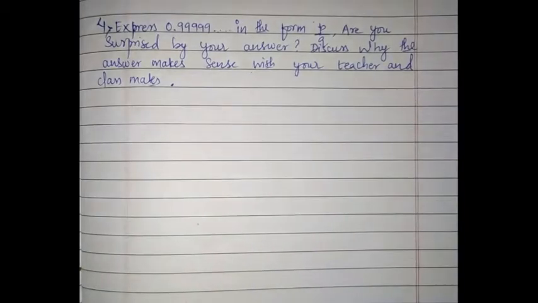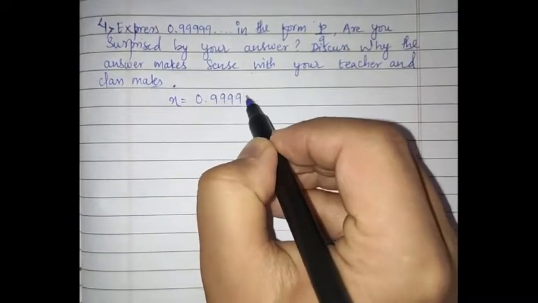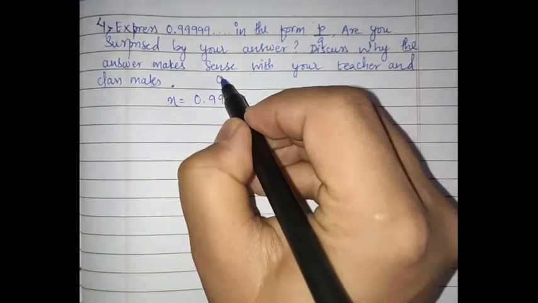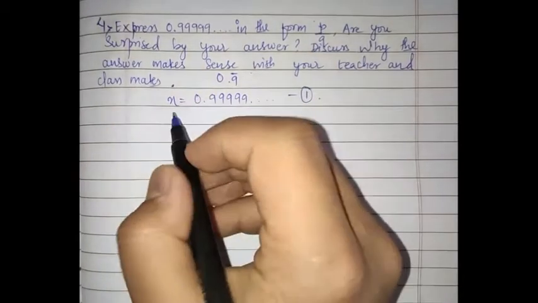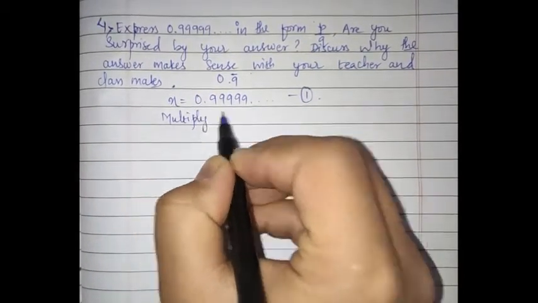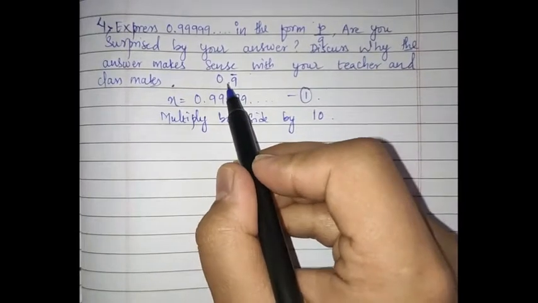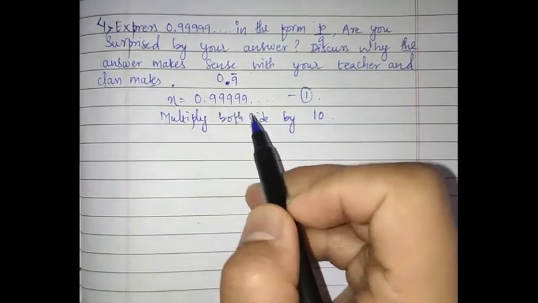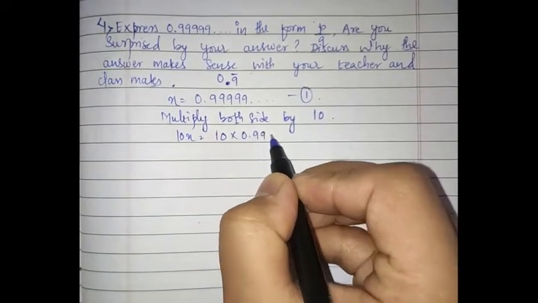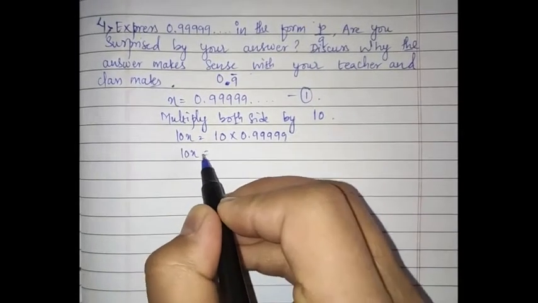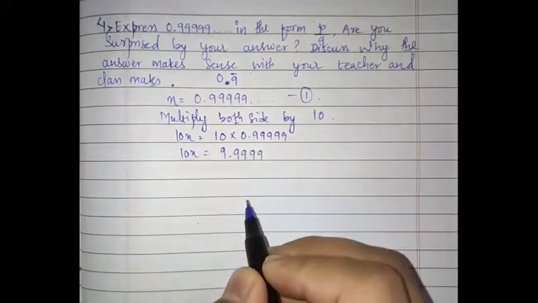So you all know what we have to do here. We have to assume that x is equal to 0.99999... This will be equation 1, because if you write this in bar form, it is 0.9 bar, right? Now we have to multiply both sides by 10, because after the decimal point only one number is getting repeated. So 10x is equal to 10 into 0.99999..., which is 9.9999... We can write it like this. So it is equation 2.